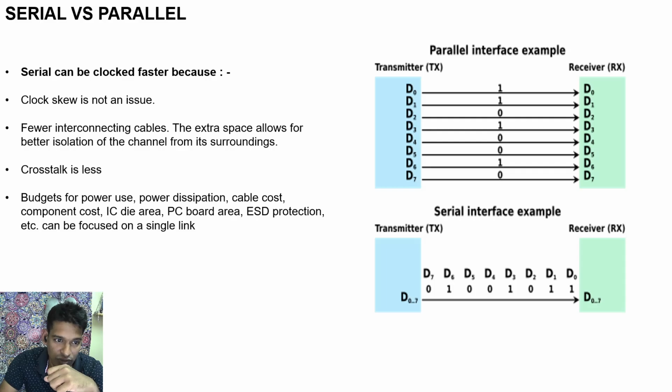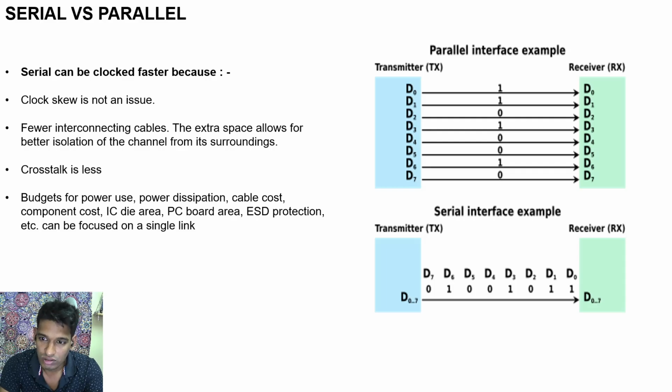And you'll be having fewer cables in a serial communication. You'll be only having two pairs of twisted pair, whereas in a parallel communication, if you're sending 8 bits, you'll be having 8 channels. So in serial, you're having fewer channels and fewer cables, and in the interface or in the circuit board, this will give better isolation, and there will be less crosstalk.